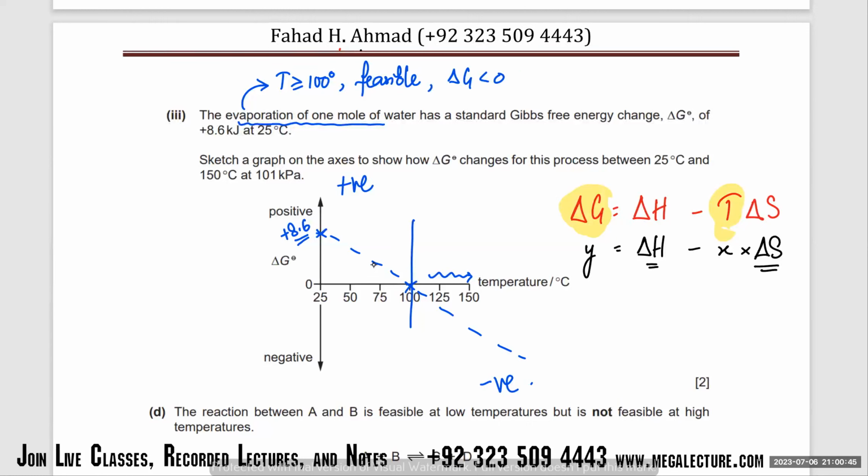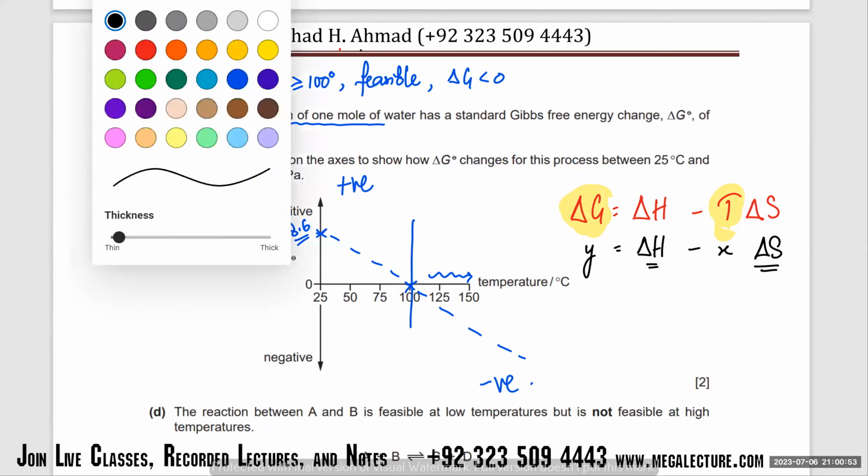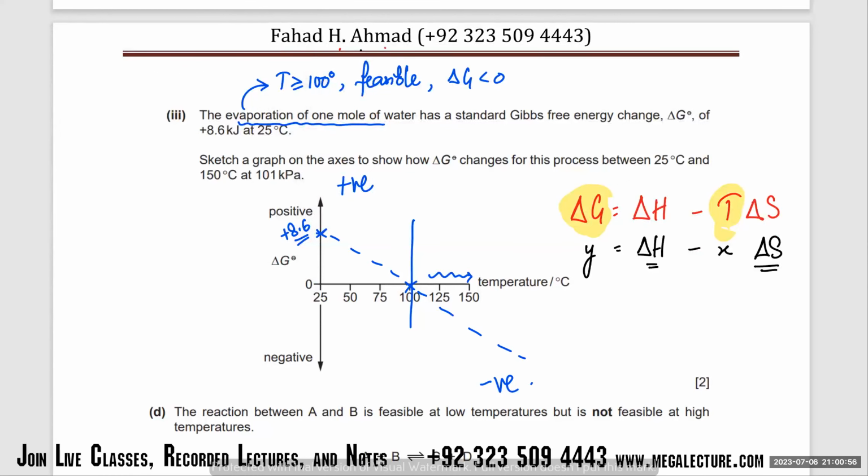Now, if I compare it with y is equal to mx plus c, right? So if I compare it with y is equal to mx plus c, what do you think in a straight line equation? Okay, hopefully you've done this in physics. What does delta S represent in this equation?